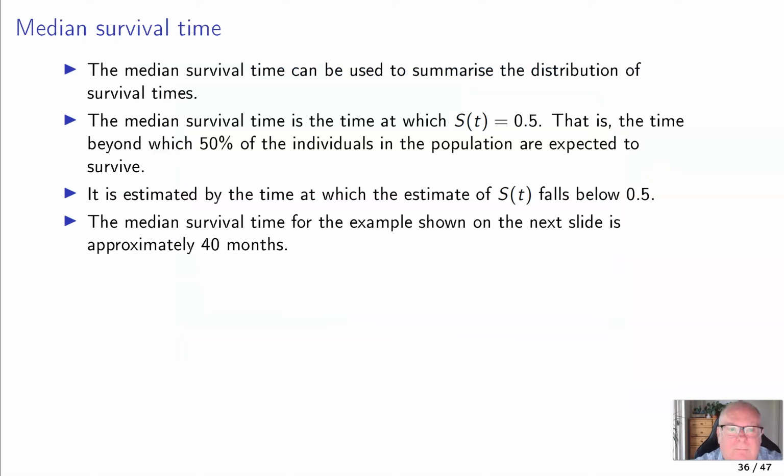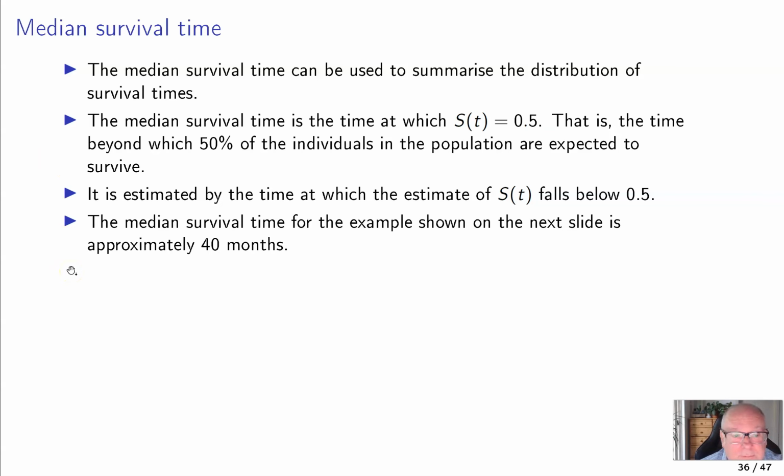Now, we often want a simple summary of the survivor function. I mentioned that we can estimate the mean survival time, the area under the survival curve. We can also estimate the median survival time. So the median is the time at which the survivor function is 0.5. So that is the time beyond which 50% of the individuals in the population are expected to survive.